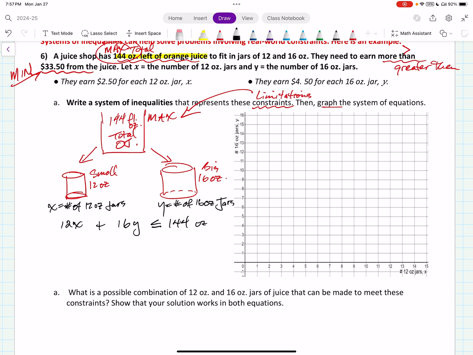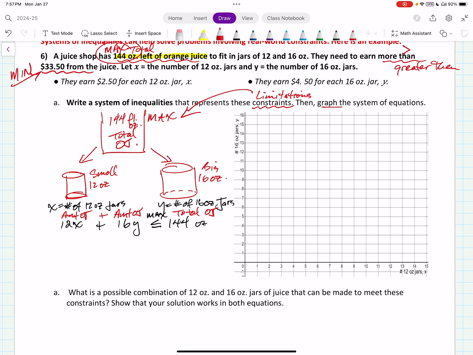Again, this is a total, and it's a maximum. And whenever you have a maximum, it's got to be less than or equal to that. That's why I use the less than or equal to here. So the amount of OJ in the small ones plus the amount of OJ in the bigger jars has got to be less than the total OJ. That's where that equation comes from.